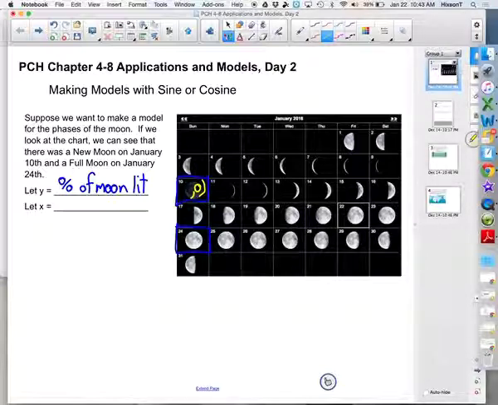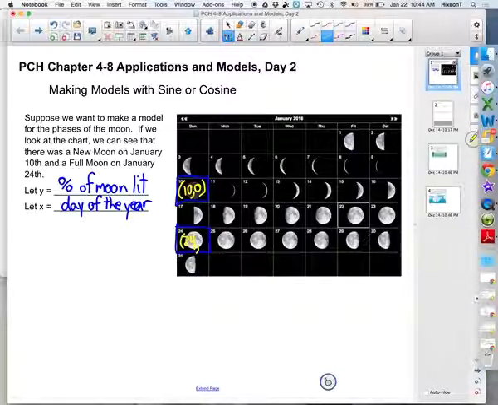What are we going to let x be, though? It's going to be time, but how are we going to define our time? The day of the year, okay? The day of the year. All right? So it's the day of the year. So this point right here would be the point 10, 0. Okay? Here at the full moon, it's on the 24th, this coming Sunday is the full moon.